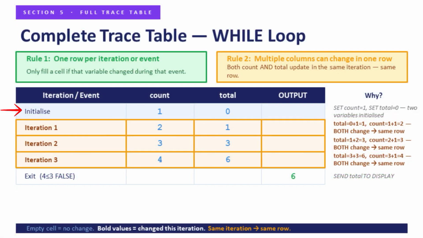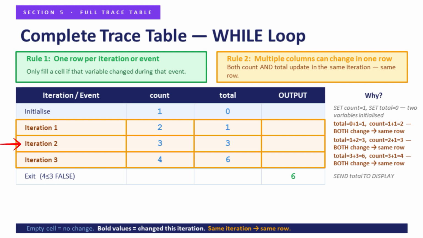Line 1, count becomes 1. Line 2, total becomes 0. Line 3, we check is 1 less than or equal to 3? Yes, enter the loop. Line 4, total becomes 0 plus 1 equals 1. Line 5, count becomes 2. Back to line 3, is 2 less than or equal to 3? Yes. Continue. Line 4, total becomes 1 plus 2 equals 3.